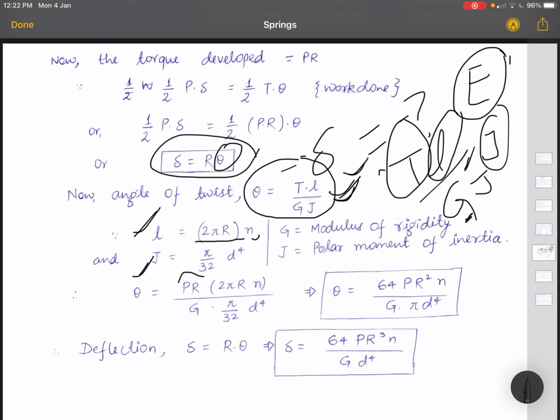The value of T is how much? P into R. Length is 2 pi r into N. Just put all the values in this formula. So you will get theta as this, and multiply this with R, you will get the deflection. So this deflection is very, very important. In the previous year there was, I think, a 10 marks question from this formula, a direct formula. Everything was given, you just have to calculate the theta.